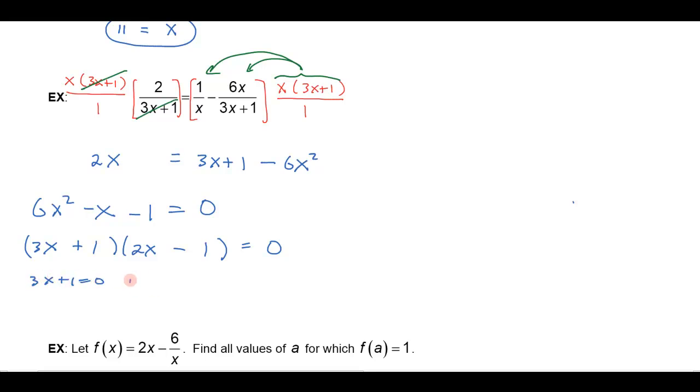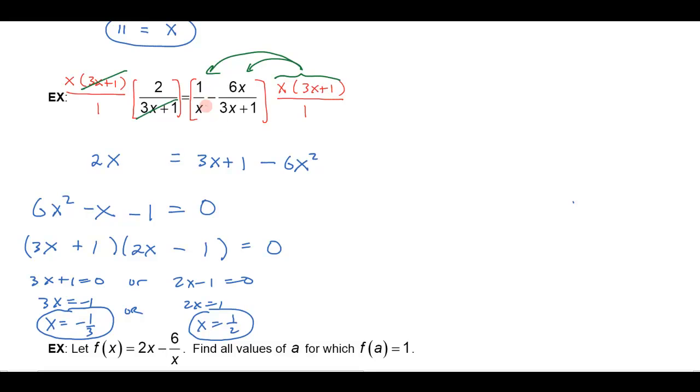3x plus 1 is 0, or 2x minus 1 is 0. So 3x is negative 1 and x is negative 1/3, or 2x is 1 and x would be a half. All right? So there's my answers, except I also need to remember to check, right?